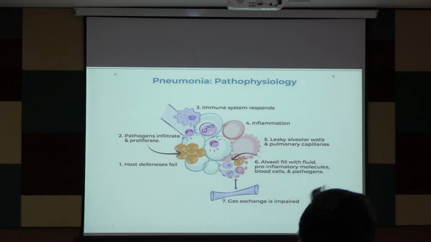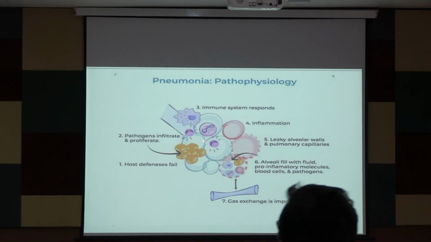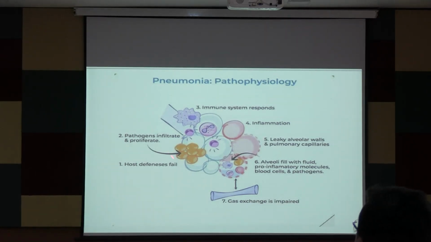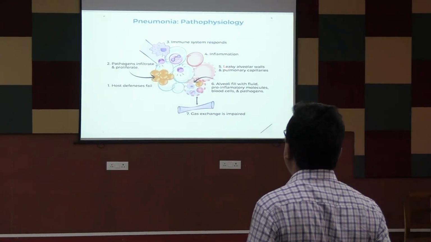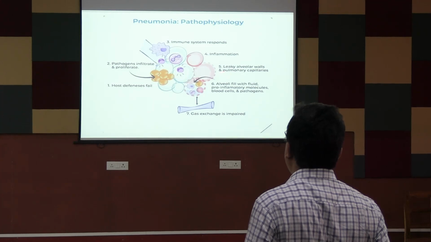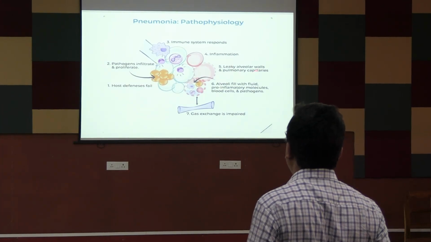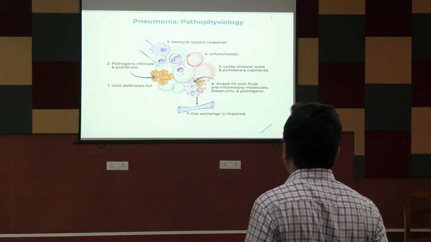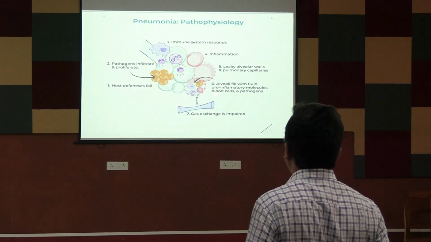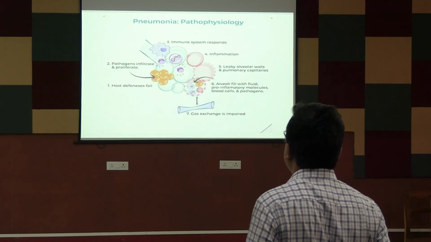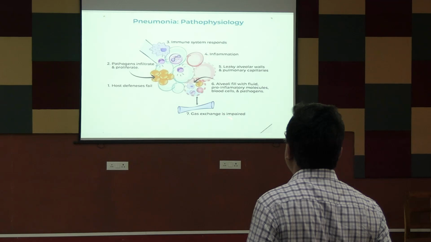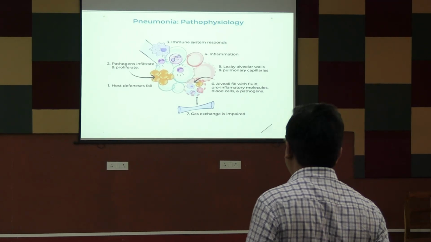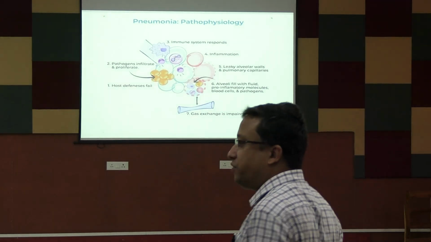Okay. So what is the pathophysiology of pneumonia? When there is infection of the alveoli by the pathogens, there is an immune system response, which causes inflammation and leaky alveolar walls and pulmonary capillaries. So the alveoli are filled with fluid and pro-inflammatory molecules and blood cells and pathogens. So the alveolar sac is getting filled with these materials, so gas exchange is impaired. Okay. So the pathology in pneumonia is in the alveoli.